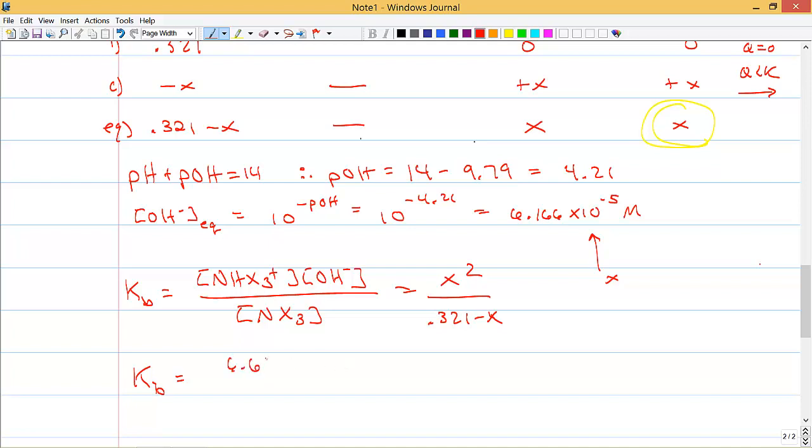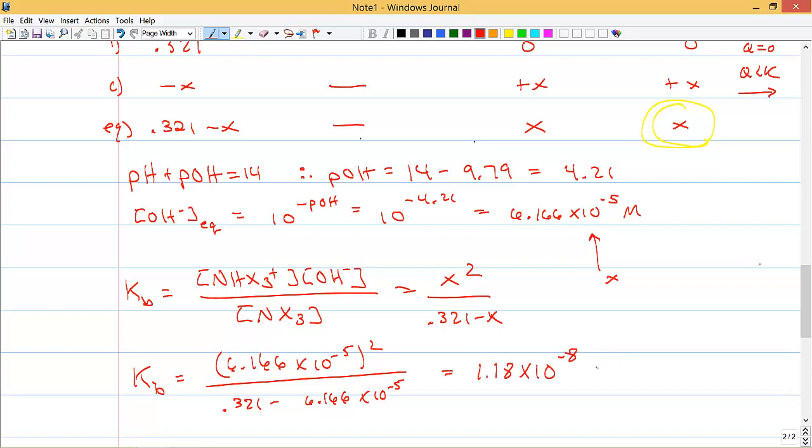So I get 6.166 times 10 to the minus fifth. I've got to square that. Don't forget to square it. Divided by 0.321 less that same value of 6.166 times 10 to the minus fifth. If I do that math, I get 1.18 times 10 to the minus eighth, or, since I really only have two significant digits, 1.2 times 10 to the minus eighth. And that's my equilibrium constant.